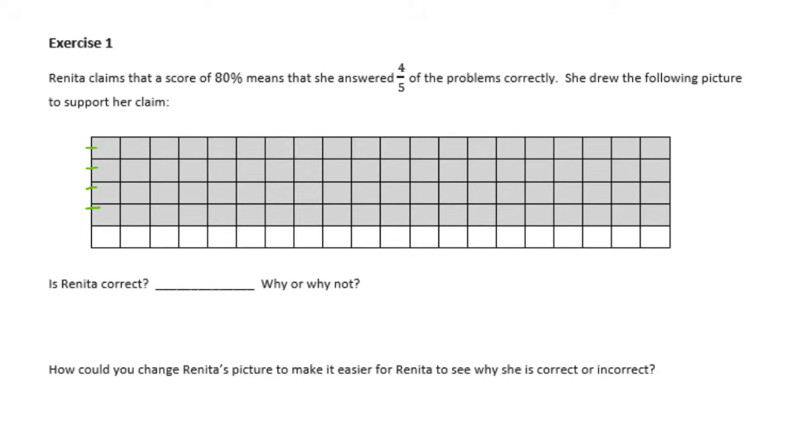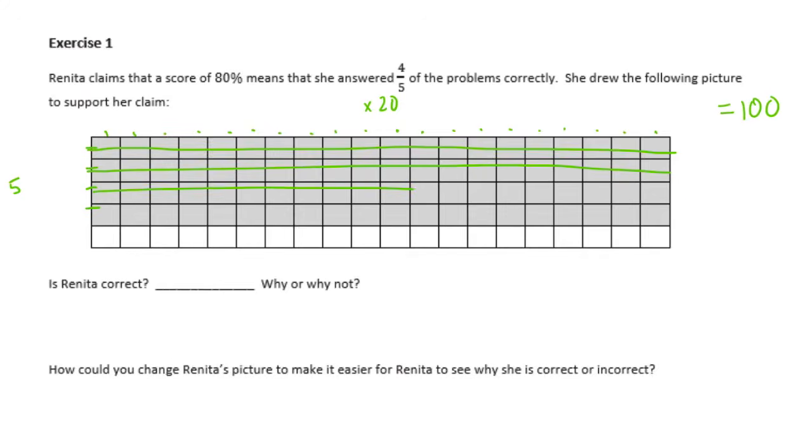How many are in each row? 1, 2, 3, 4, 5, 6, 7, 8, 9, 10, 11, 12, 13, 14, 15, 16, 17, 18, 19, 20. So this is a 5 by 20, and 5 times 20 is 100. So there are 100 blocks in there, and she has 4 out of the 5 rows shaded, which would show 4/5. 1, 2, 3, 4 out of a total 5 are shaded, so she would be correct.